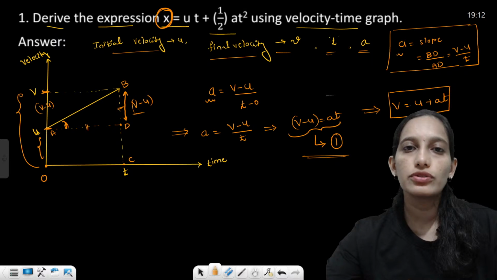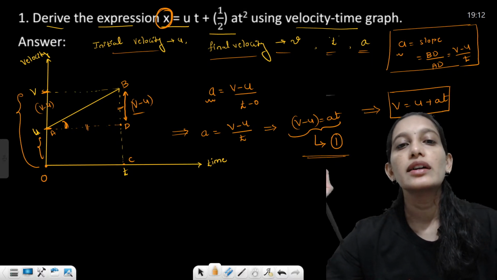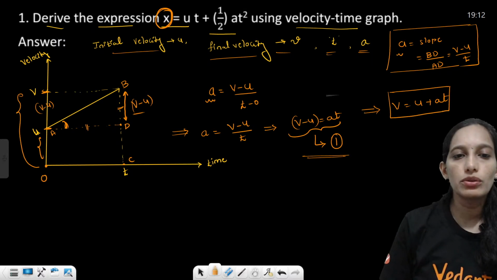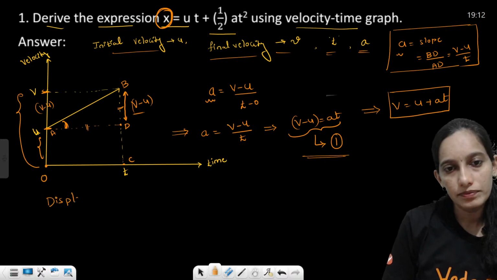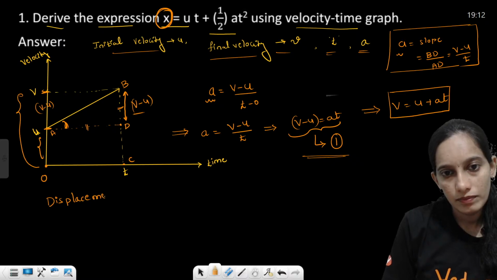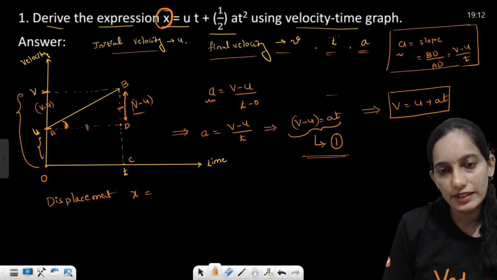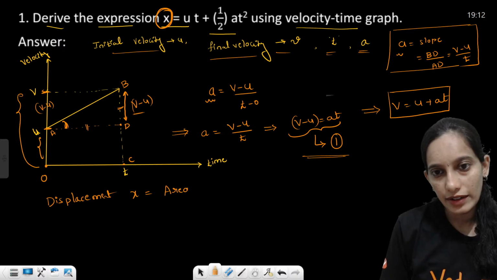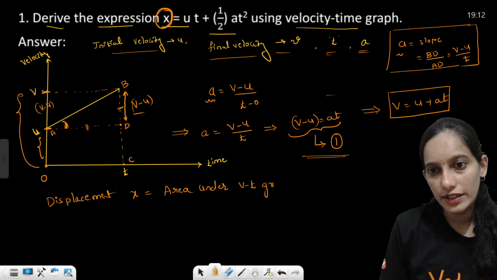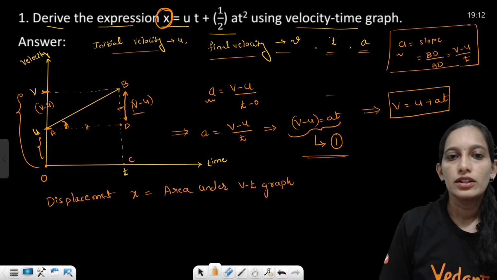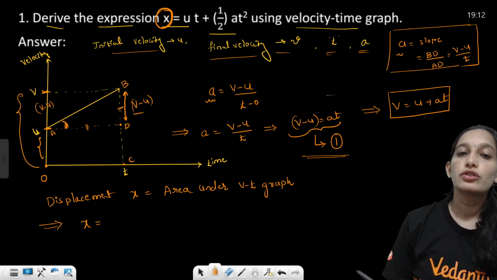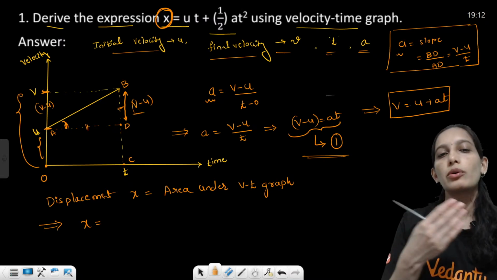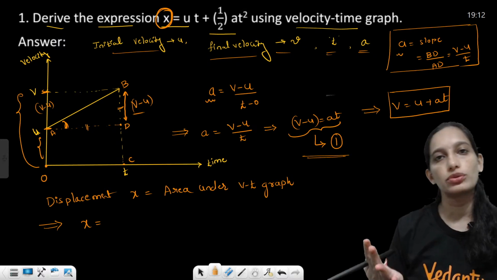So we have been asked to find out the displacement, which is nothing but the area under the VT graph. So without second thought, what we will write? The required displacement X is equal to the area under the VT graph. So our job is now to find the area under the VT graph. From where to where? Over the required time interval, here it is from 0 to T.